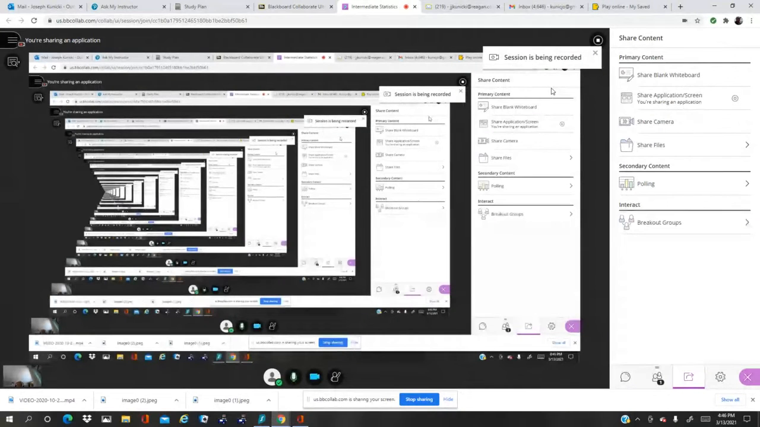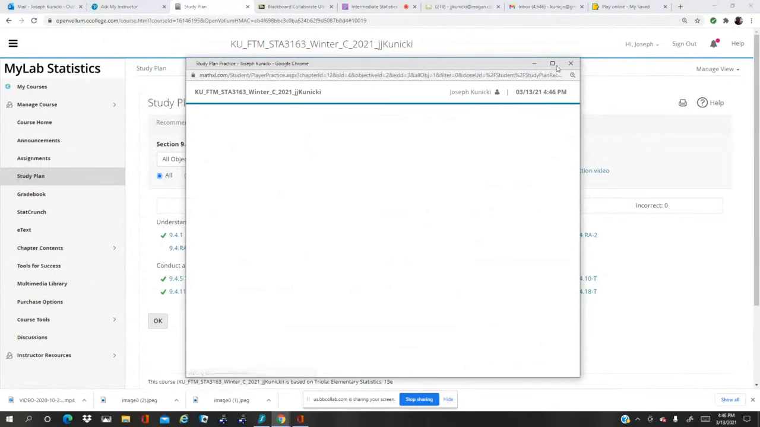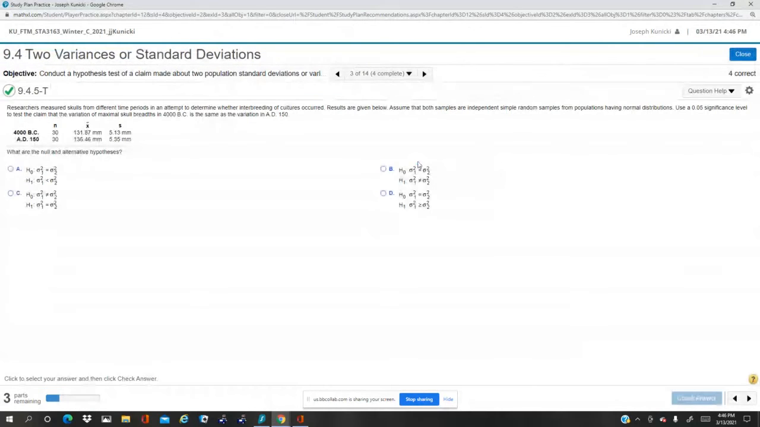Here we go, problem 9.4.5t. Two variances or standard deviations.